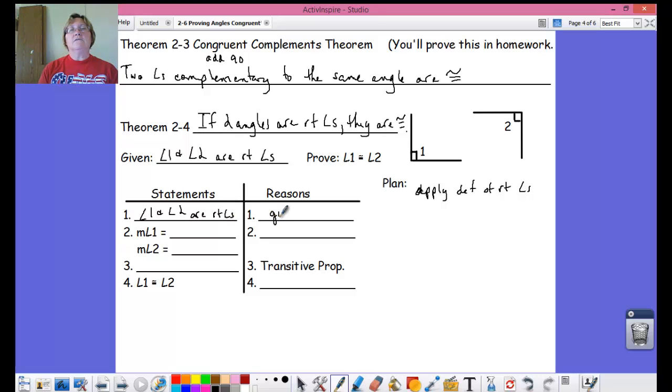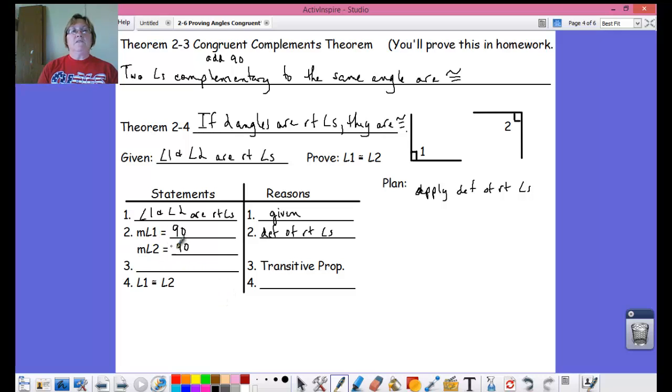And that was the given information. We said that we want to apply the definition of right angles, and this is the place for it. Definition of right angles. That means if you're a right angle, you measure 90 degrees. So angle 1 measures that, as does angle 2.